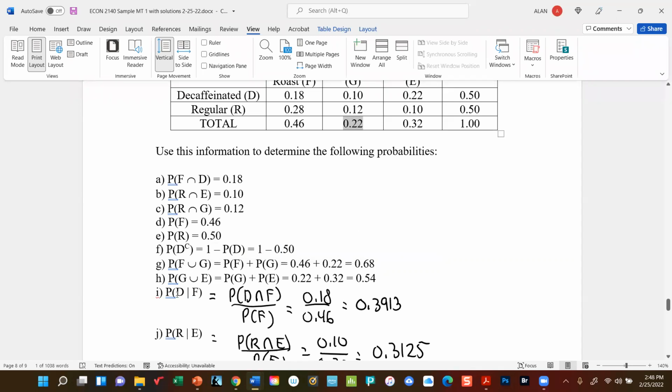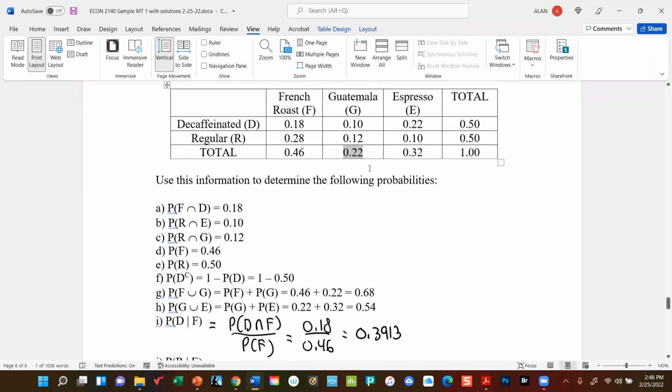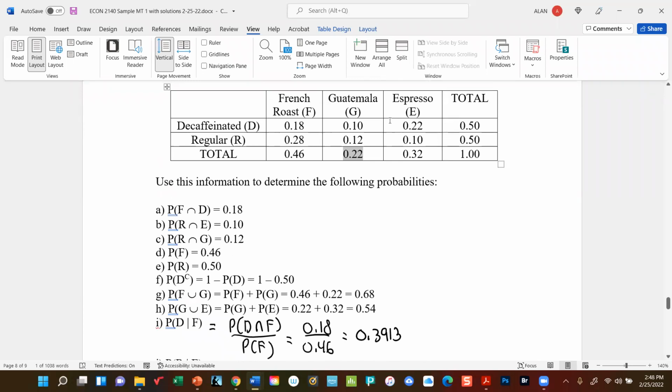Similarly, for G or E, or G union E, this is Guatemala or espresso. We'll add up the total for G and for E, and we end up with 0.22 plus 0.32, which is 0.54.